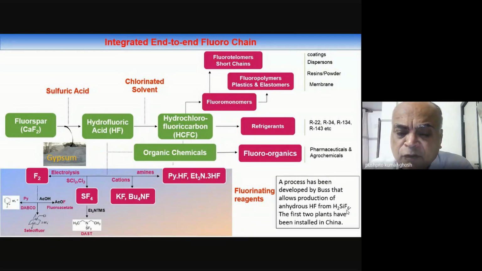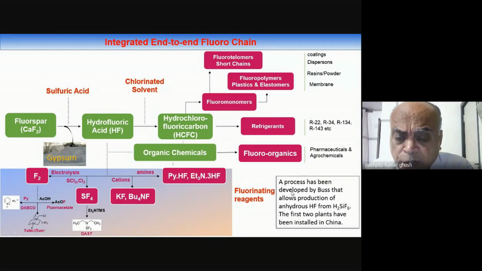The chemistry was known many years back. There's nothing new in the chemistry. But what they've done is really a very important engineering, which has made it a practical process. And the first two plants, or three plants, I think now, have been installed in China, typically around 10 to 20,000 ton capacity of HF.